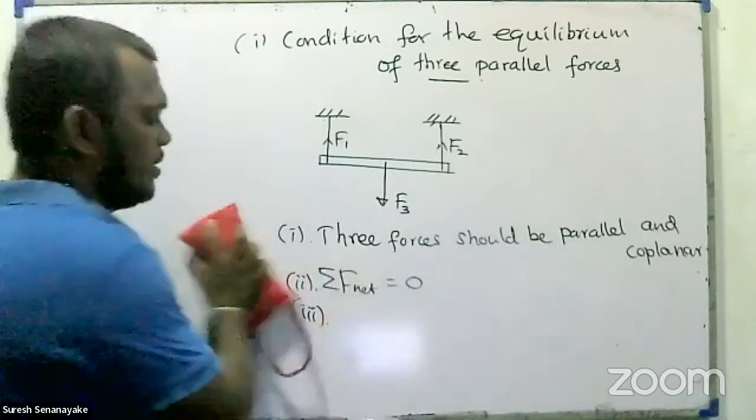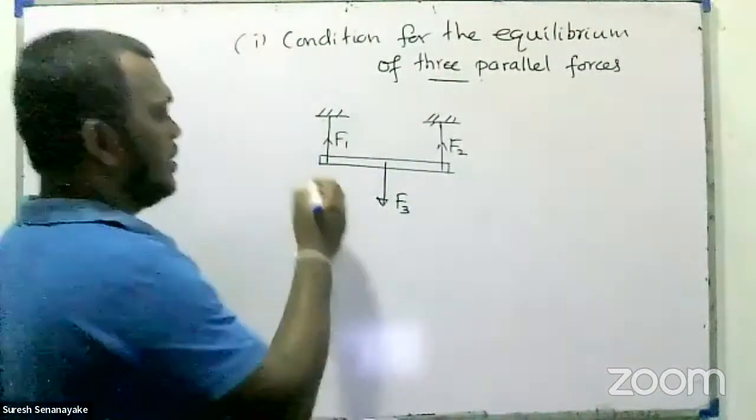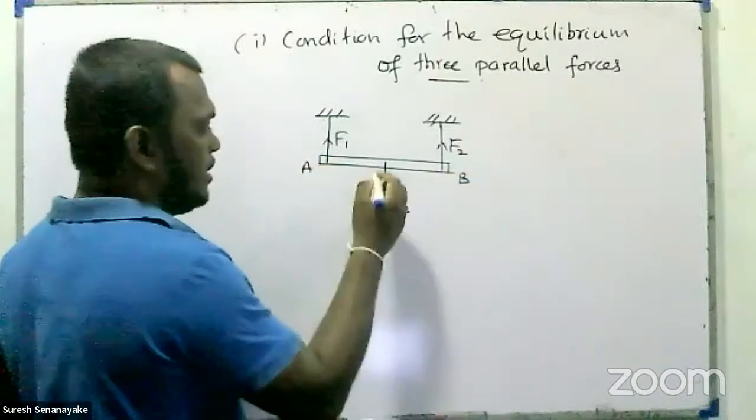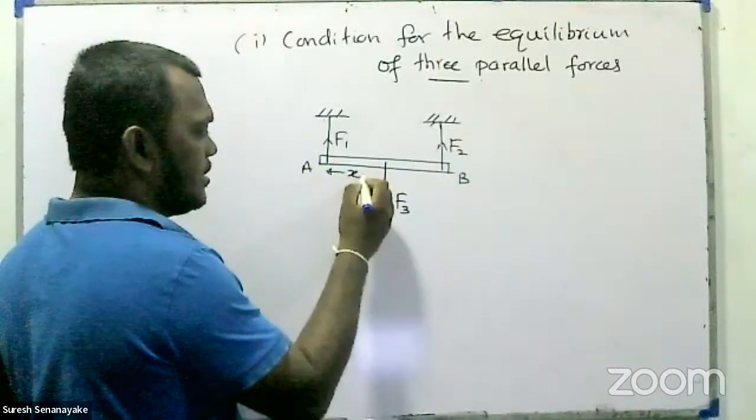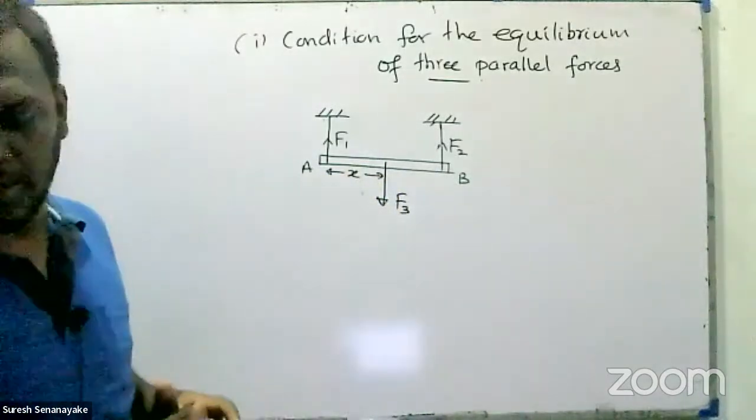Then this will be drawn like this. Let's say this is A and this is going to be B. The distance to this point will be, let's say, x1. So I'm going to get the x1, right?